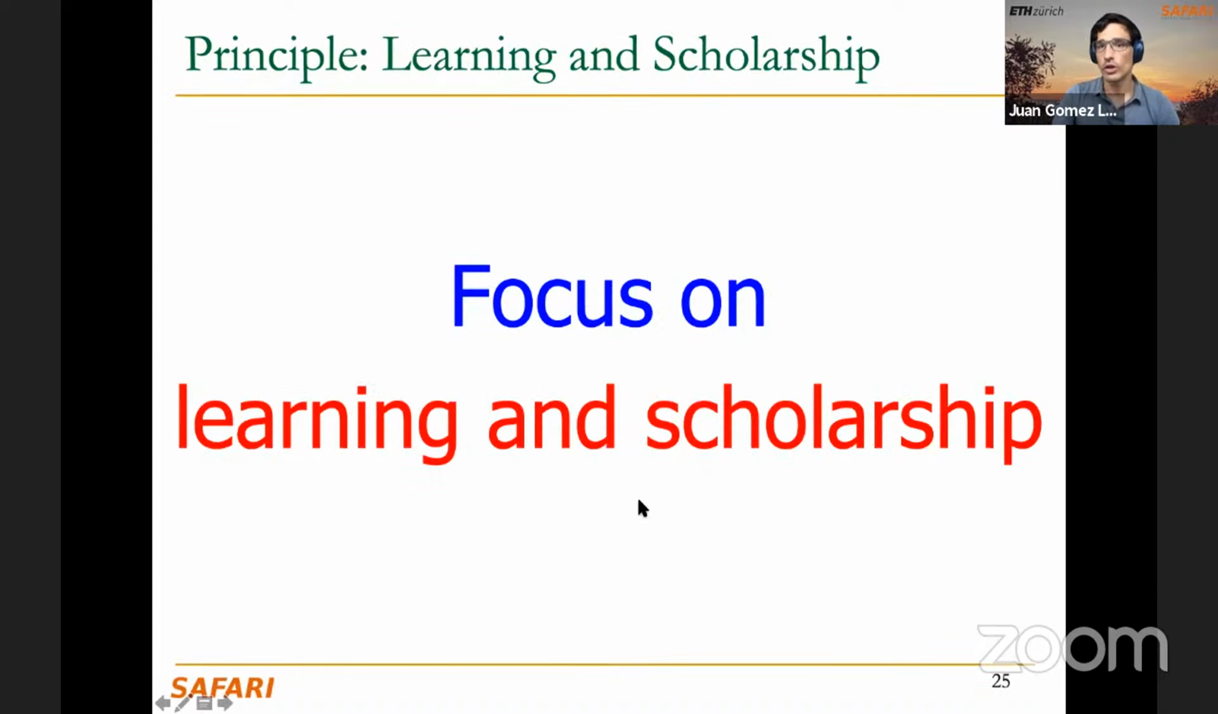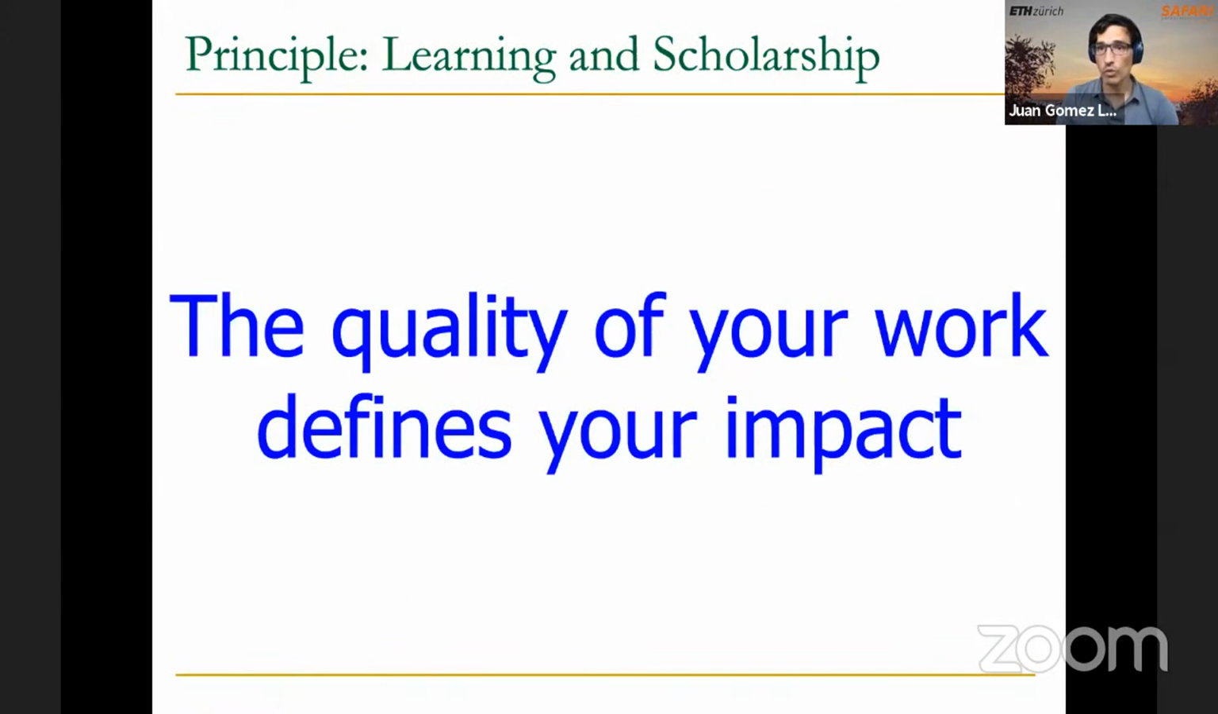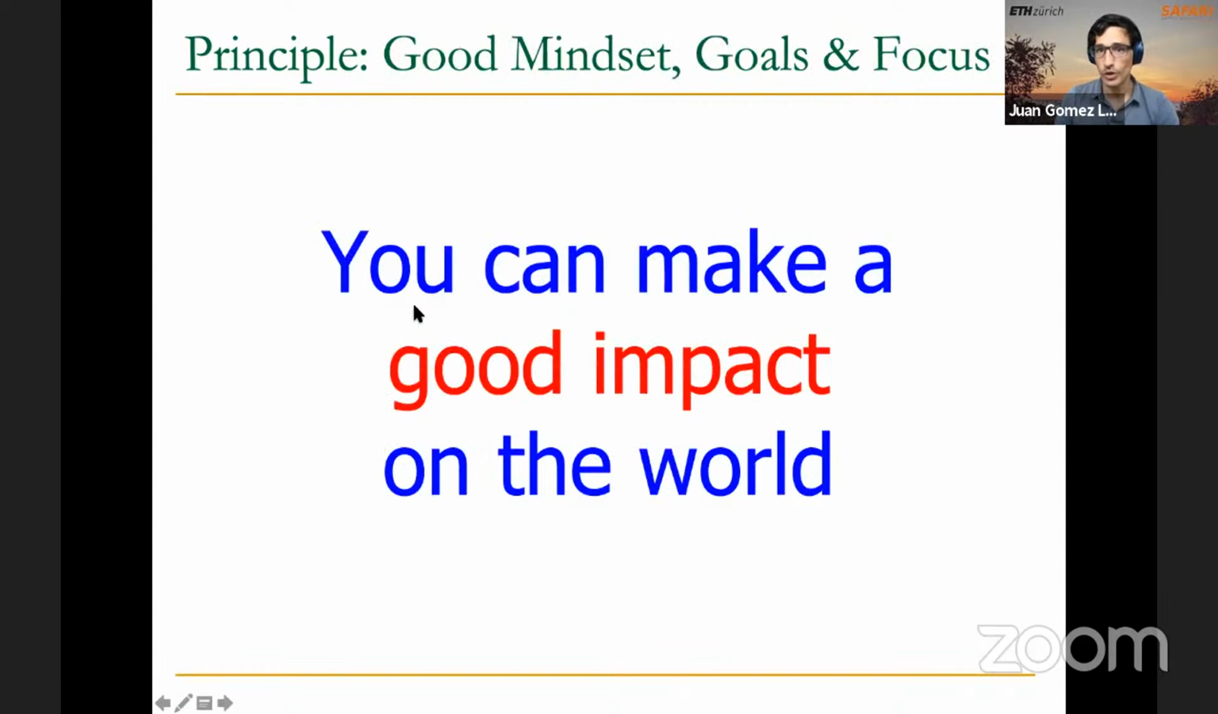And also focus on learning and scholarship. That's important as well. We are here to learn, and we are here also to help others to learn as well. So in the end, one key goal is to create an environment that values free exploration, openness, collaboration, hard work, and creativity. Because this way you will achieve high quality work, and the quality of your work is the way you define your impact. And in the end, what you want to do is to make a good impact on the world.